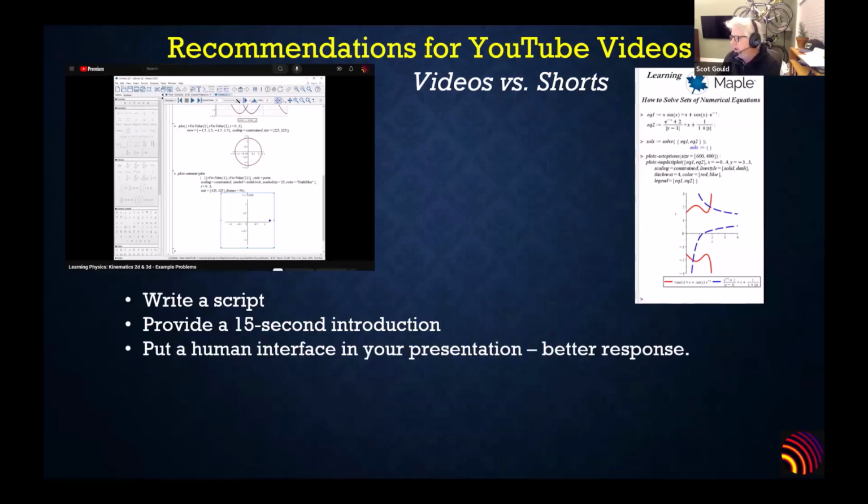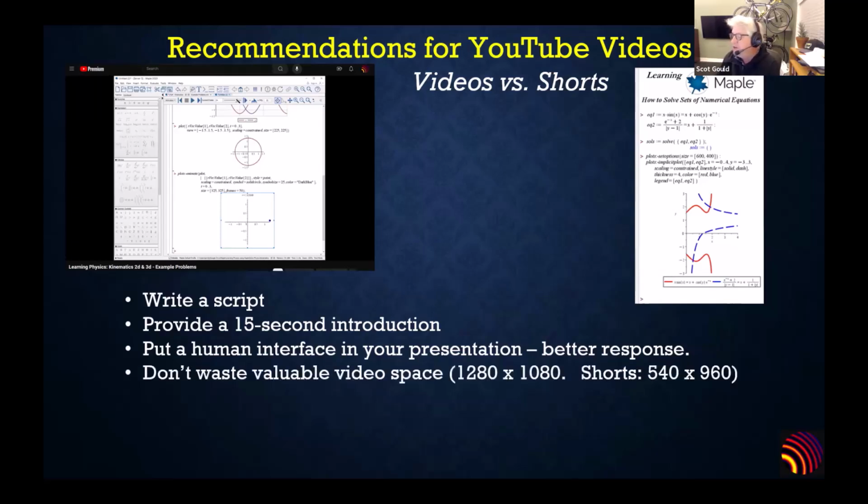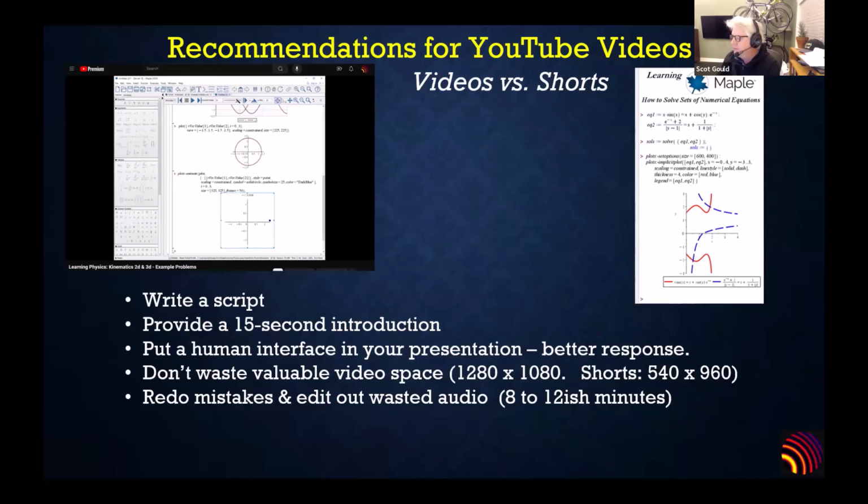Put a human interface in your presentation. Show a human. As much as I love Robert Lopez's work, I wish I could at least see a picture of him. But he says, no, that's not going to happen. Don't waste valuable video space. We'll talk a little more about that. Obviously, redo mistakes and edit out wasted audio.